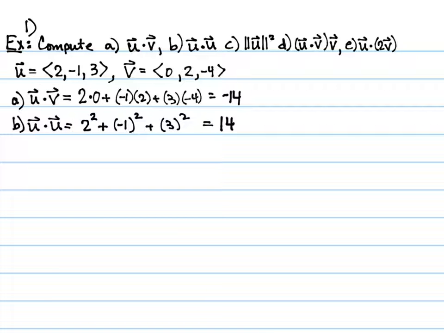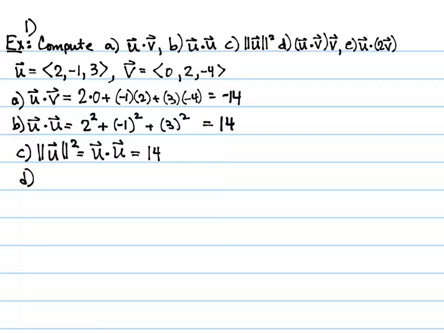C asks us to find the magnitude of u squared. But one of our properties told us that the magnitude of v, that's how we wrote it, squared was the same as what? Yeah, v times v, so this is u times u, which I've already done. Yeah? So don't recreate the wheel if you already see that it's the same thing you've already done. Just state that and move on. That one's 14.